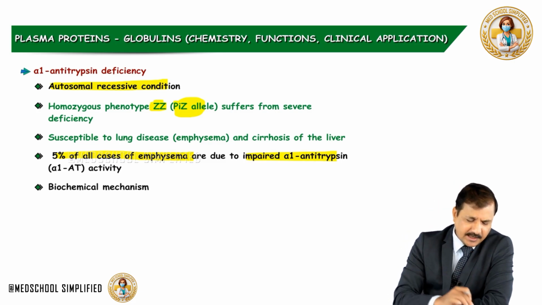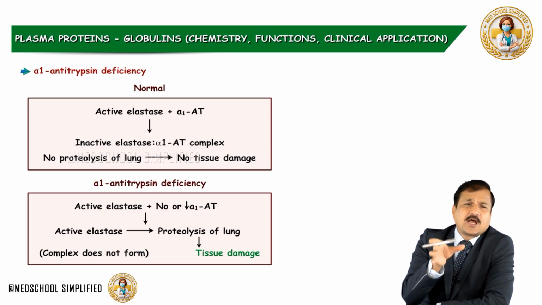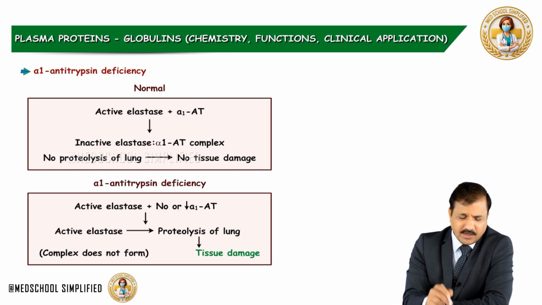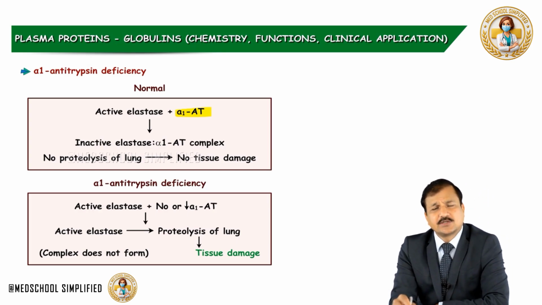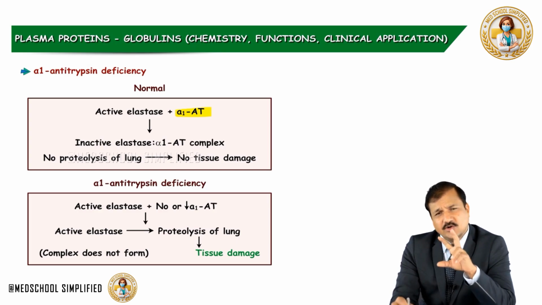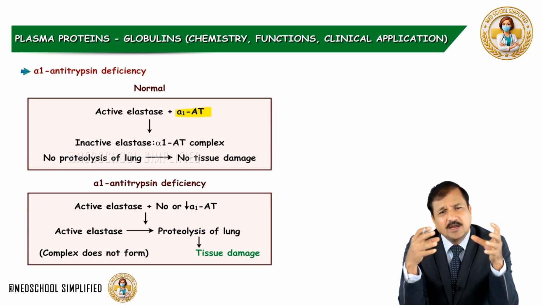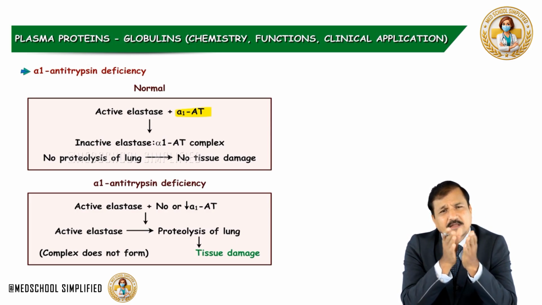So what is the biochemical mechanism of alpha 1 antitrypsin deficiency? First let's look at the normal activity of alpha 1 antitrypsin and see what happens if there is a deficiency. Normally, as shown here, alpha 1 antitrypsin goes and binds to the active elastase enzyme. Note that elastase degrades elastin. So when alpha 1 antitrypsin binds with the elastase enzyme, it neutralizes that elastase, and thereby elastase does not have its activity. That means it is no longer damaging the elastin present in the lung, so tissue damage is prevented.